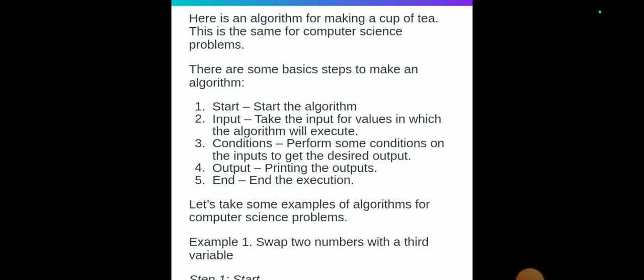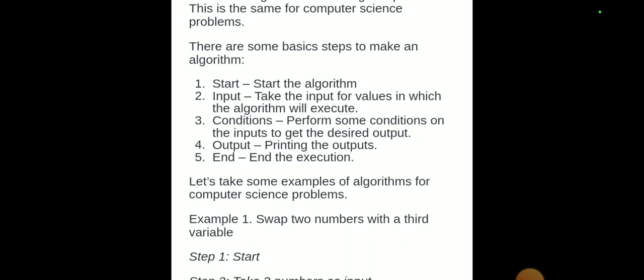There are some basic steps to make an algorithm. Number one is start the algorithm. Number two, input: take the input values on which the algorithm will execute. Number three is conditions: perform some conditions on the inputs to get the desired output. Number four is output: printing the outputs. Number five is end, the execution.